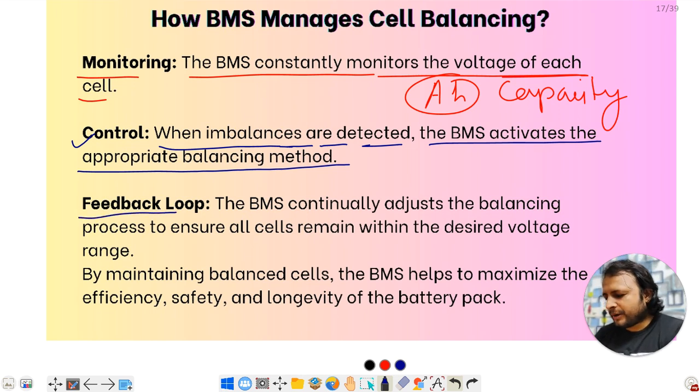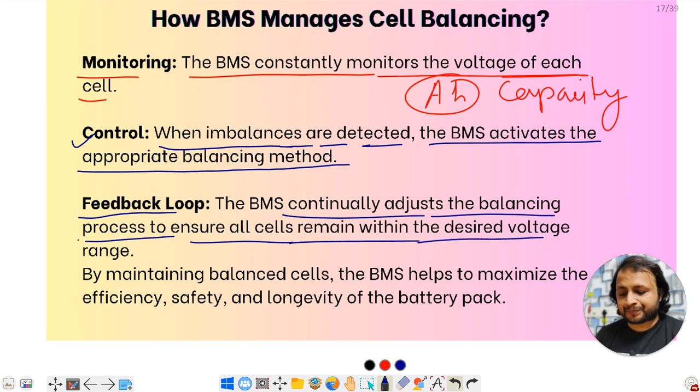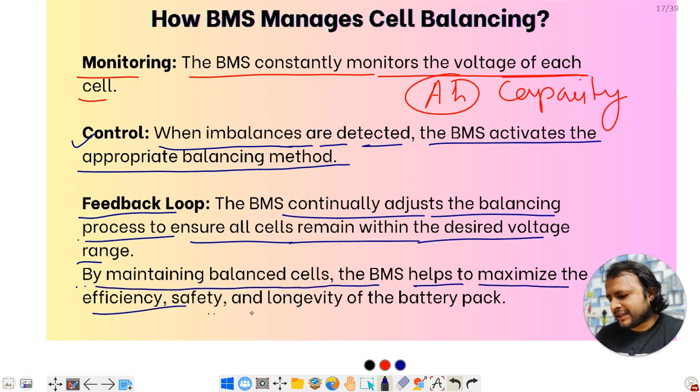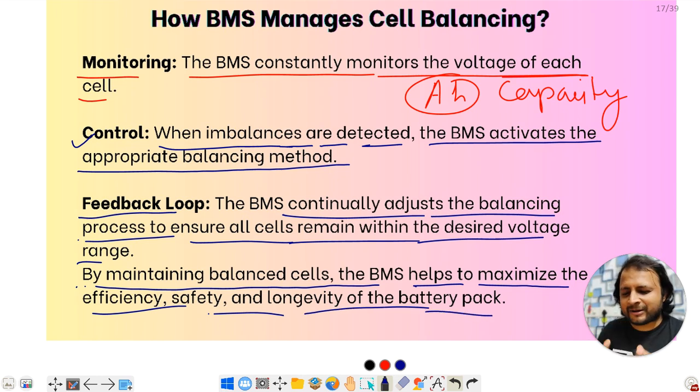And the feedback loop, as already told you, continuously adjusts the balancing process to ensure the cells remain within the desired voltage range. By maintaining balanced cells, the BMS helps to maximize the efficiency, safety and longevity of the battery pack. So this is all about cell balancing. Up to this point, I hope it is clear for you all.